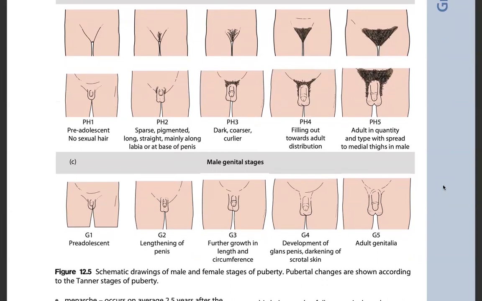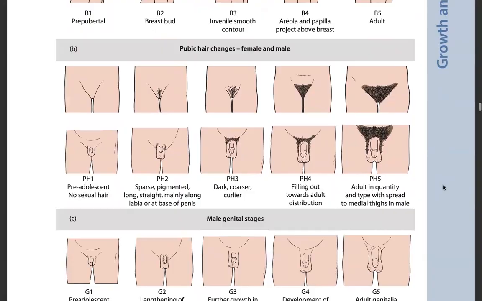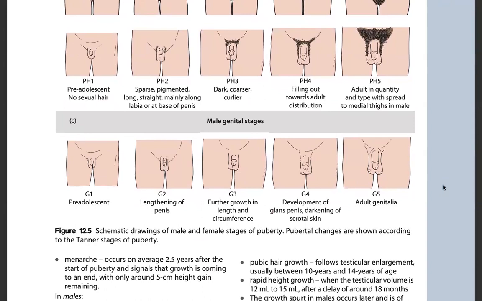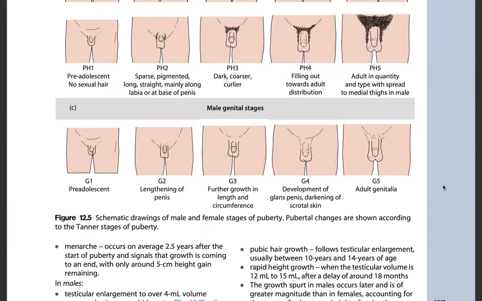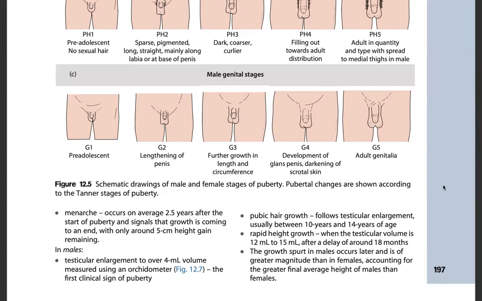Male genital stages: this is G1, pre-adolescent. G2, lengthening of the penis. G3, further growth in length and circumference. G4 is development of the glans penis and darkening of scrotal skin, and G5 is adult genitalia. Menarche occurs on average 2.5 years after the start of puberty and signals that growth is coming to an end, with only around 5 centimeters of height gain remaining.